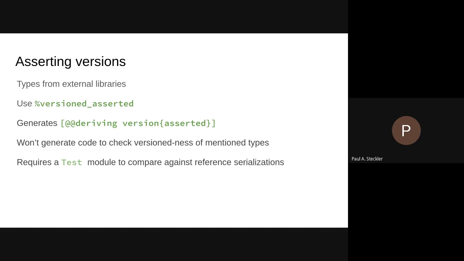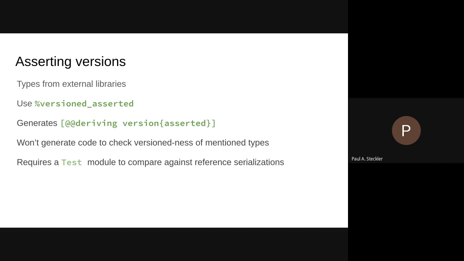Okay. Well, in some cases, our code uses external libraries, which haven't been versioned because there's OCaml code that doesn't know about our library. So we have a variant of the module annotation called versioned asserted, and it generates the deriving version except with a flag asserted. And when that flag appears, we don't generate code to detect the versionedness of the mentioned types. So we're asserting the versionedness of this particular type.